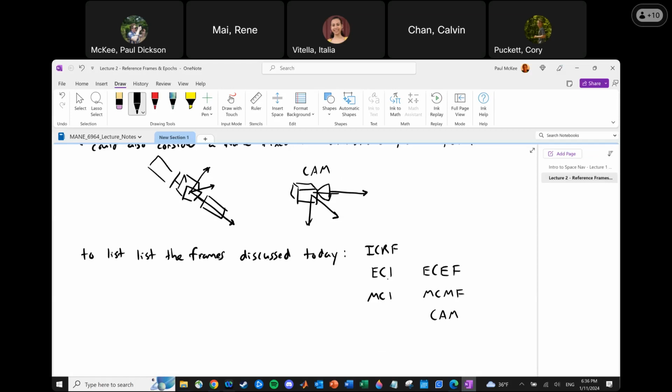And then there's the camera frame, which, because we're going to be doing a lot of camera-based navigation, if you take, for example, a star sighting using a star tracker, you're going to get a star body vector in a camera frame or in a star tracker frame. So it's necessary to think of those as well. And that's pretty much it.